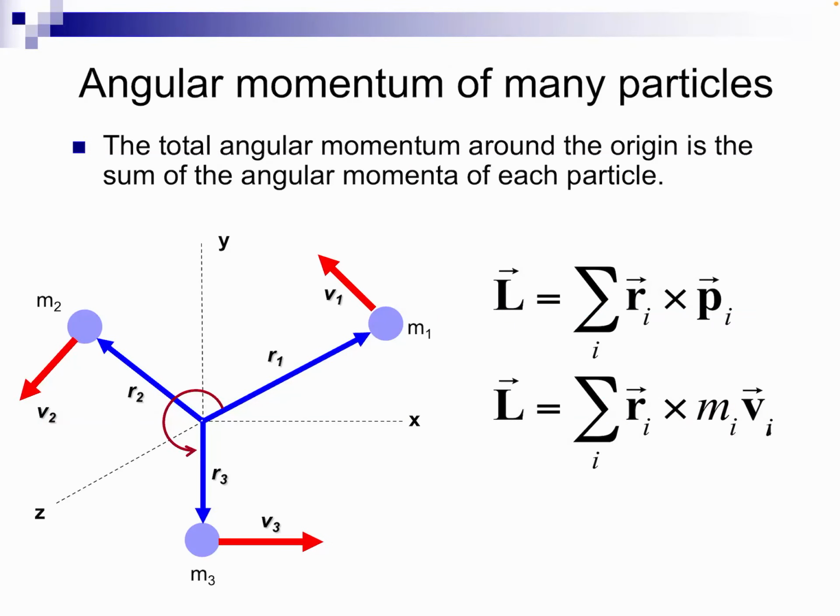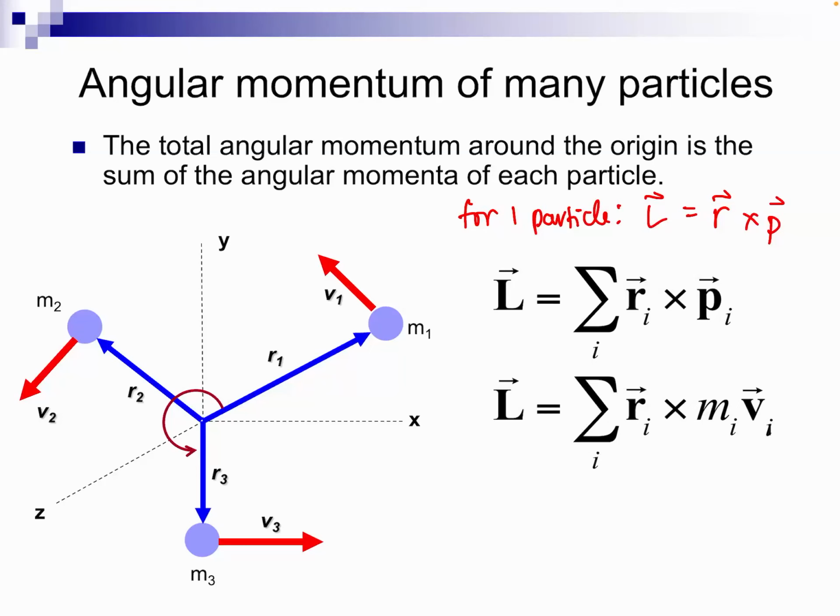Now going back to angular momentum for a particle. For one object undergoing circular motion, the angular momentum is the cross product between the position vector r, which defines the radius of the circular motion, and the linear momentum p.